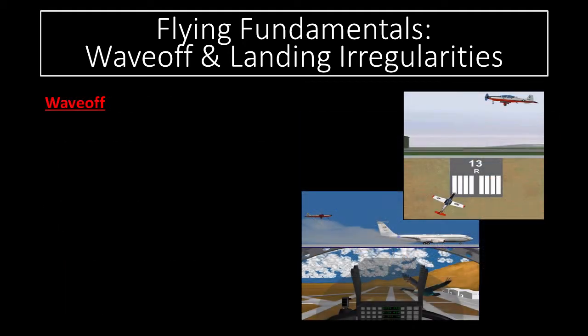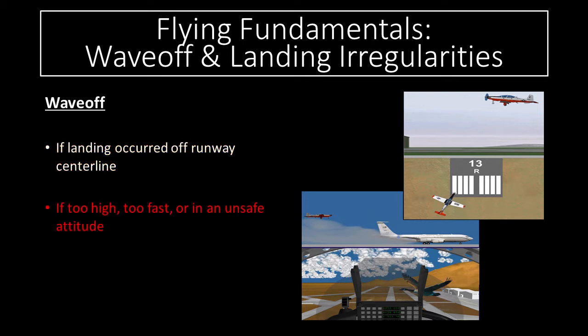During the course of your training, it will be important to recognize situations when a wave-off may be necessary. Here are just a few of the examples that we will go over. If the decision was made to land and the landing occurred off center line, do not aggressively correct back towards the runway center line. Instead, wave off. If the aircraft in the flare is too high, too fast, or in an unsafe attitude for landing, wave off and come back around for another landing.